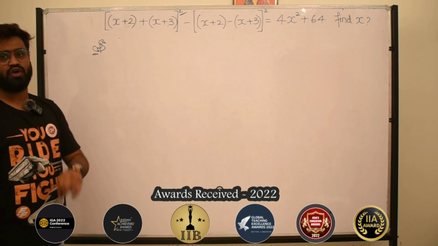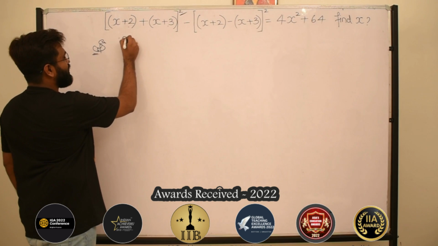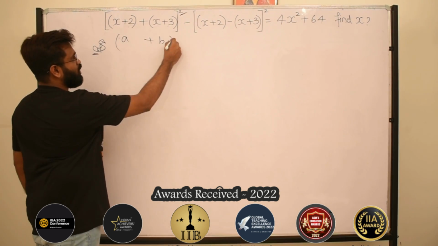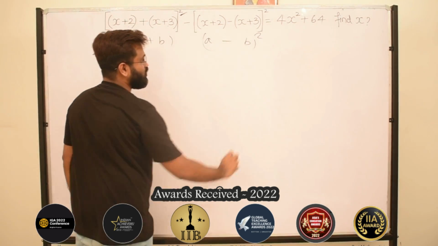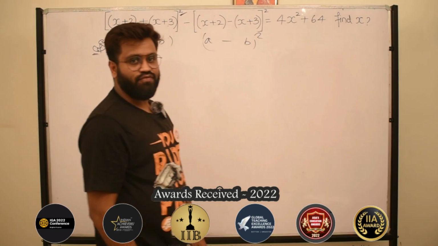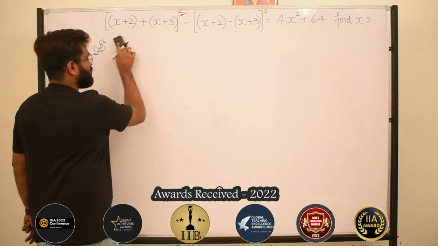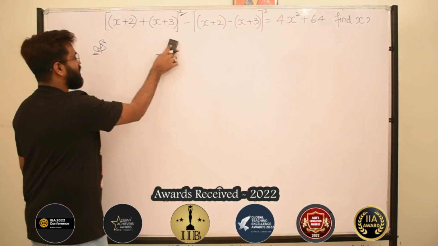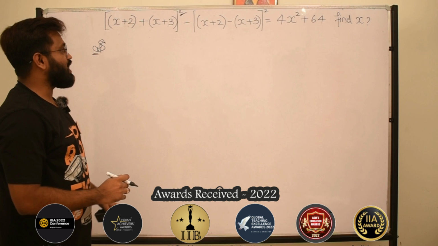We have two methods of solving. Applying the direct formula, you can see here you have (a + b)² and (a − b)². You can directly apply the formula and solve the equation. If not, we can simplify this into a simple form. So this is the simple form. I will reduce this into simple form, then solve it to make it easy.